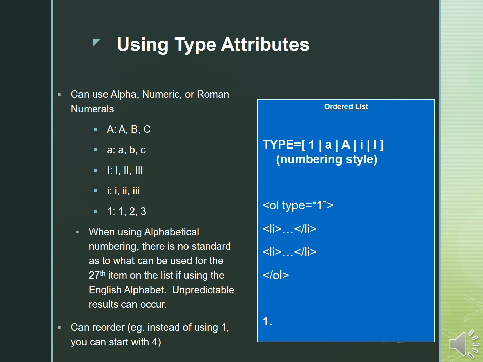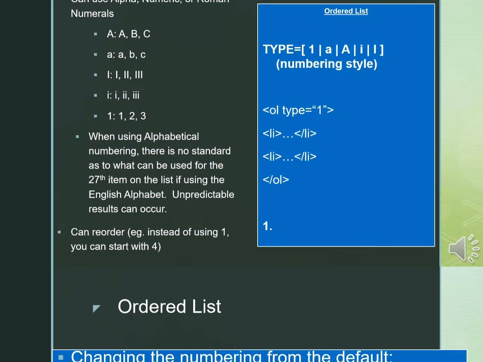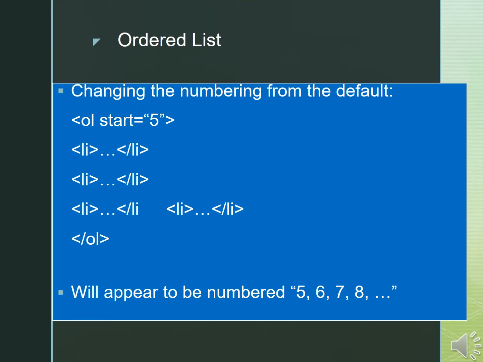When using alphabetical numbering, there is no standard as to what can be used for the 27th item on the list if using an English alphabet. It can be reordered. Instead of starting with 1, you can start with 4. How to do that, we'll learn in the next slide. To start with any specific number in an ol tag, you give the attribute start and the value from where you want to start. So if I mention 5, your list ordering will start from 5, so it will appear as 5 6 7 and so on.